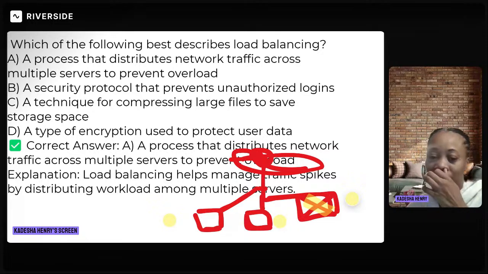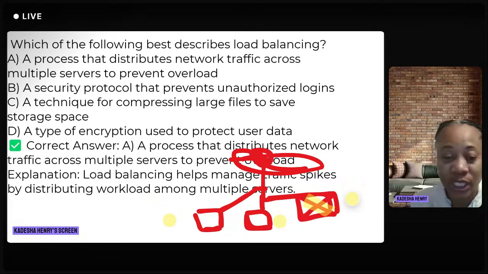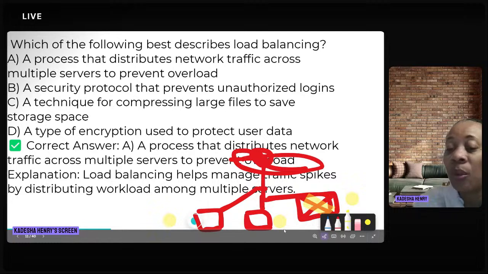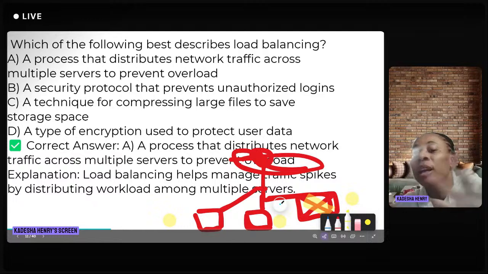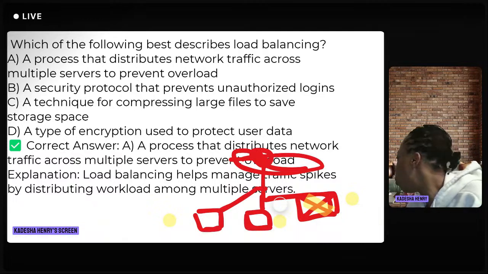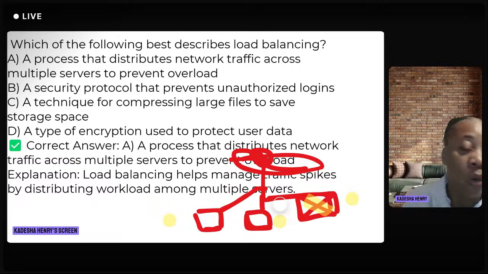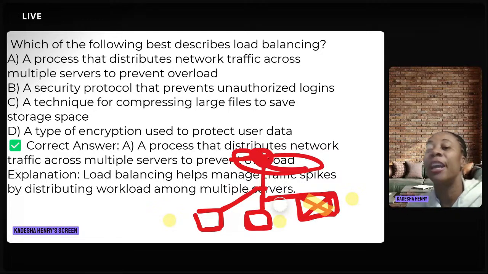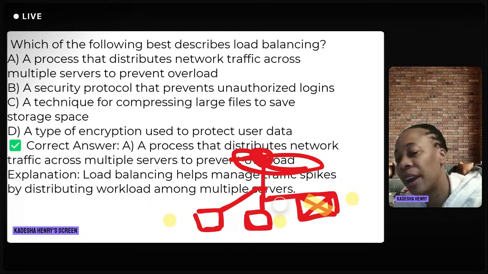I'm going to try and do a little bit more drawing for demonstration. The load balancer manages spikes by distributing workload among multiple servers. So if these are our servers, it distributes the information. It's an even distribution, so one area is not overloaded more than the other. If that happens, it can cause a failure in the system if there is no load balancer.